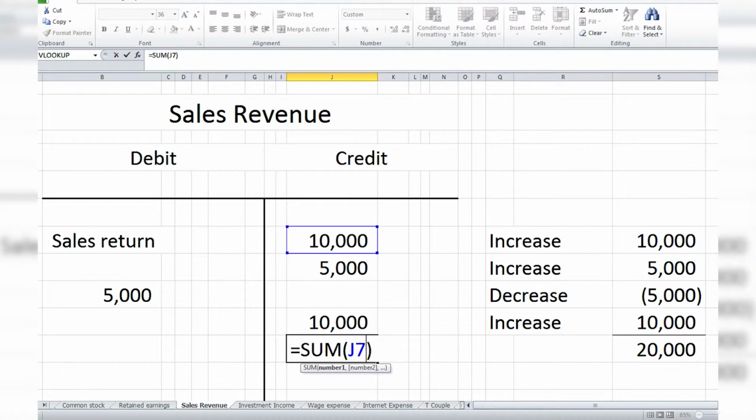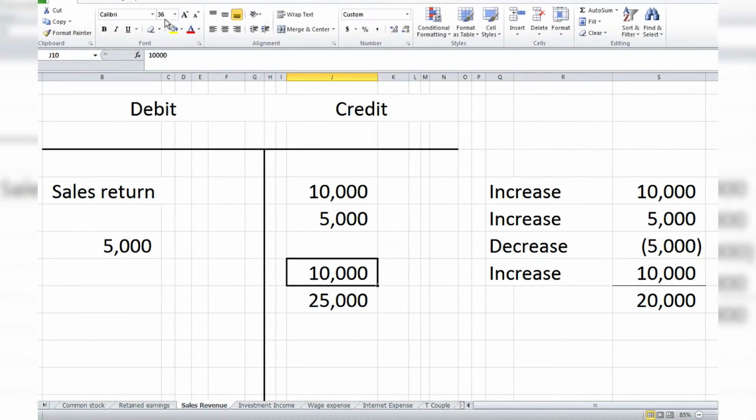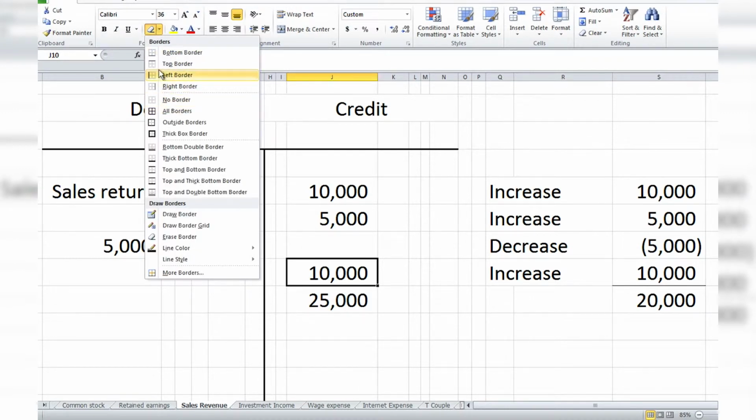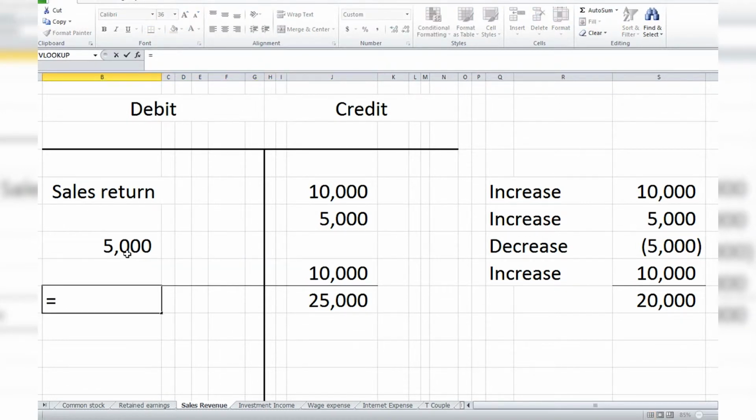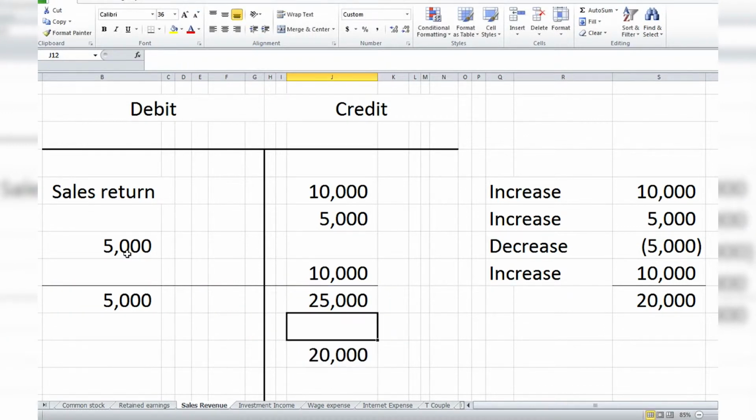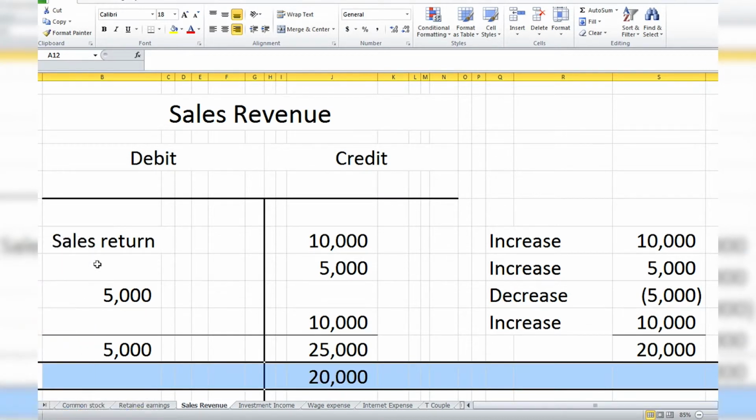I'm going to sum up the accumulated transactions in each account. So 25,000 on the credit side. Go ahead and get us a nice little border here. Bring that border all the way across. We have on the debit side 5,000. So what is going to remain is a $5,000 reduction of this credit. And we now have $20,000. So that's an idea of how the sales revenue account might look after these transactions, 20,000 remaining. Go ahead and show you right there.